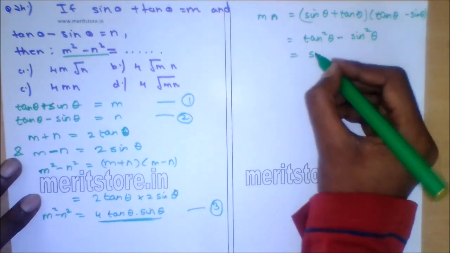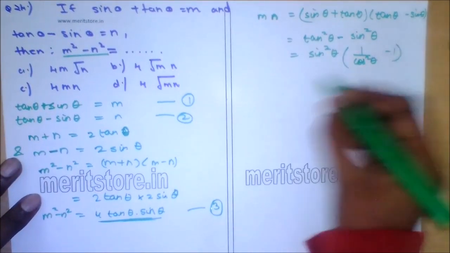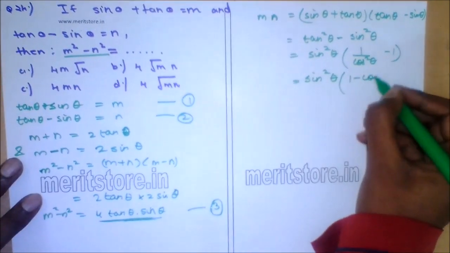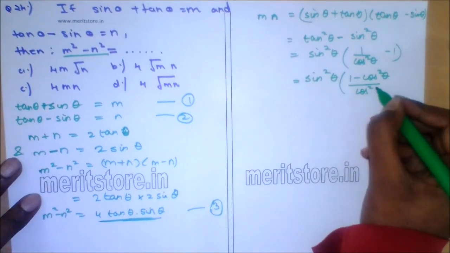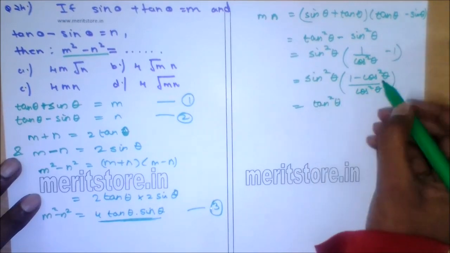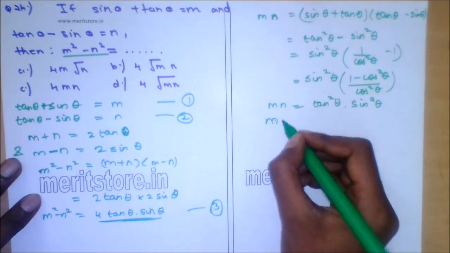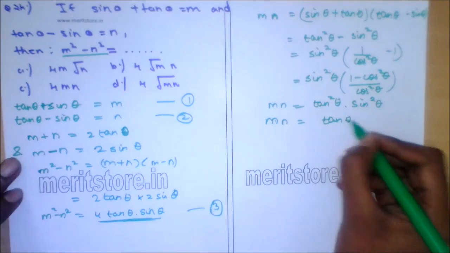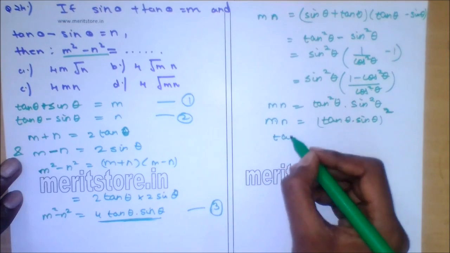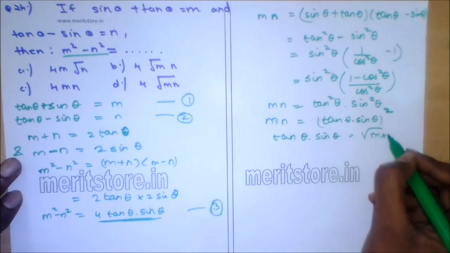Taking sin square theta common, we get sin square theta into 1 upon cos square theta minus 1. We cross multiply. So sin square theta into 1 minus cos square theta upon cos square theta. Sin square theta upon cos square theta is tan square theta, and 1 minus cos square theta is sin square theta, so mn is tan theta sin theta the whole square. So therefore tan theta into sin theta is root of m into n.